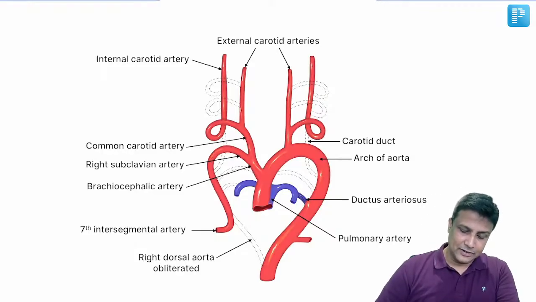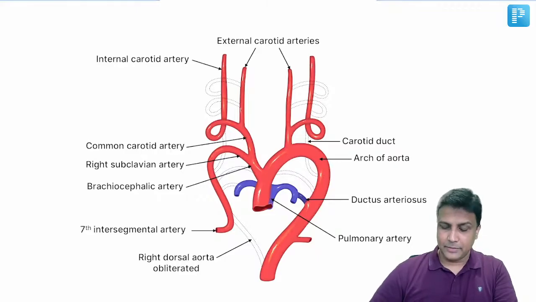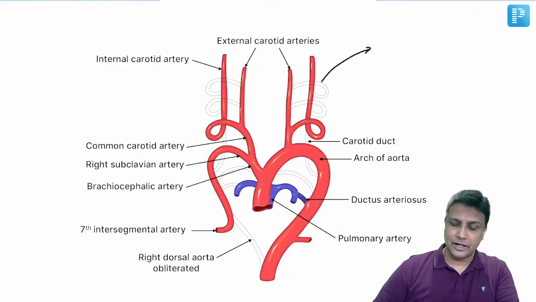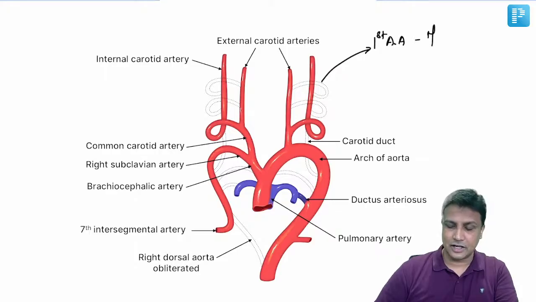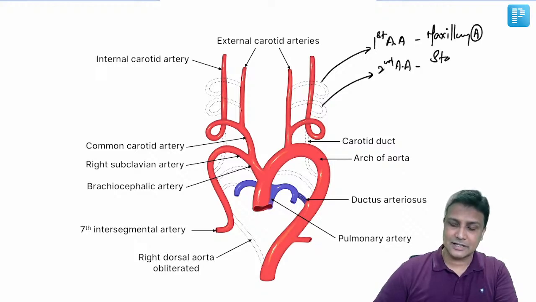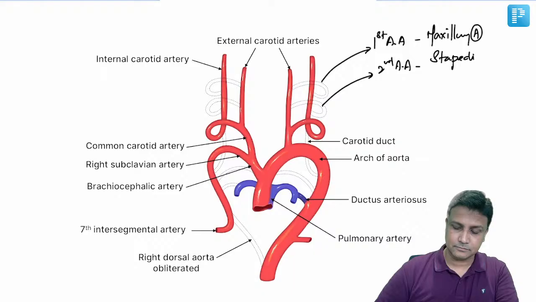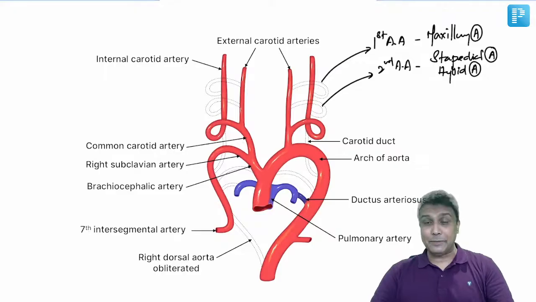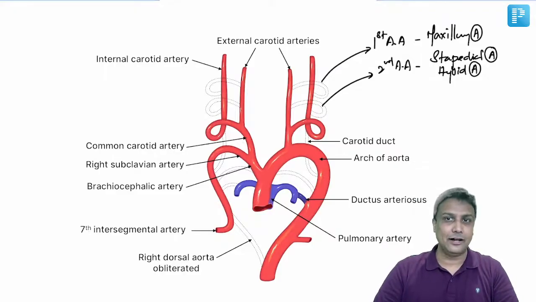Now, what is happening with the first and second ones? The first and second arch arteries will actually degenerate, sir. But still you have the remnant. Now, what is the remnant of the first arch artery? The remnant of the first arch artery will be the maxillary artery. What is the remnant of the second arch artery? The second arch artery remnant here will be the stapedial artery, and one more artery that you have to remember here will be the hyoid artery. So the stapedial artery and hyoid artery are the remnants of the second arch artery.